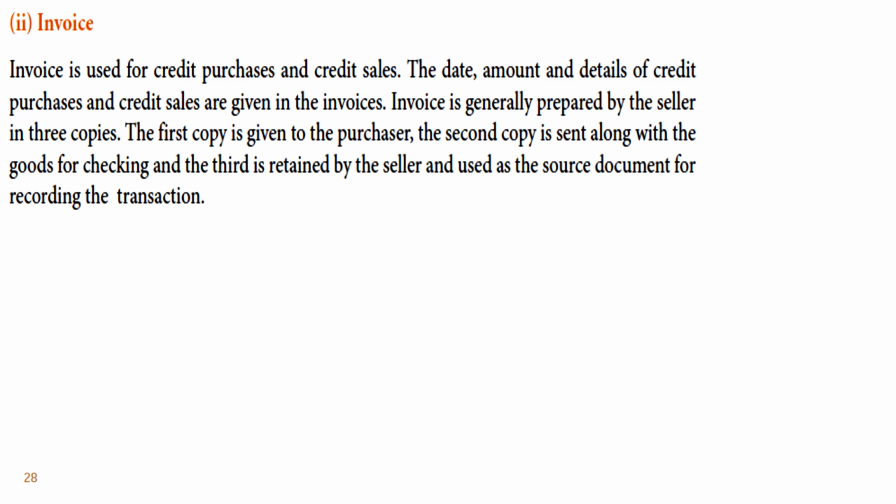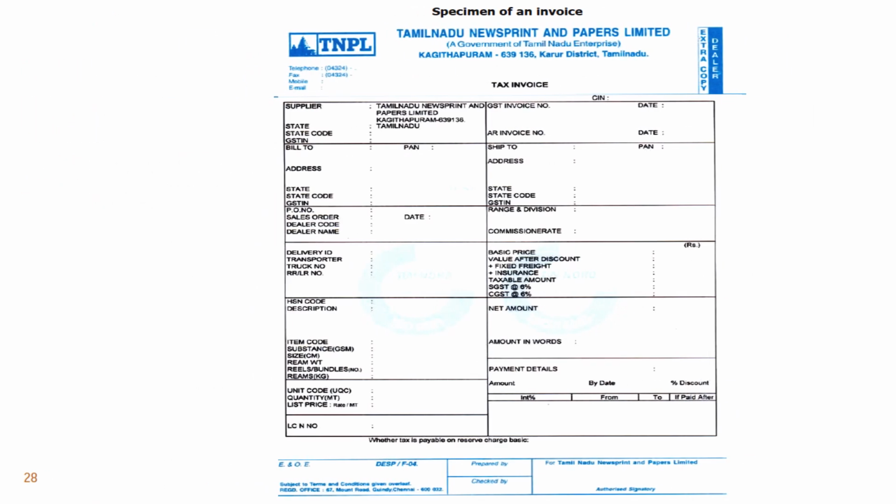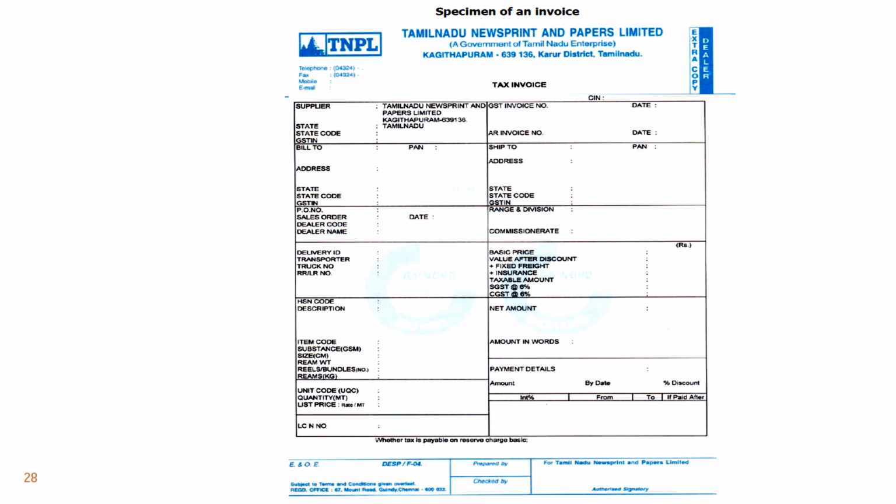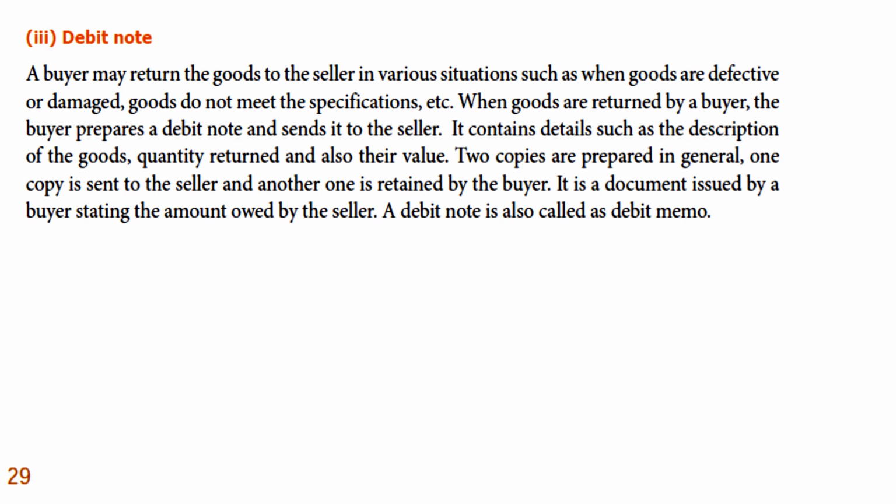and then this is the example of the invoice. So just go through it. Okay, what are the things they have given, just read it. So this is the example of invoice. Invoice means it is used for credit purchase and credit sales. And then let's move on to the next. So next one, page number 29, debit note.